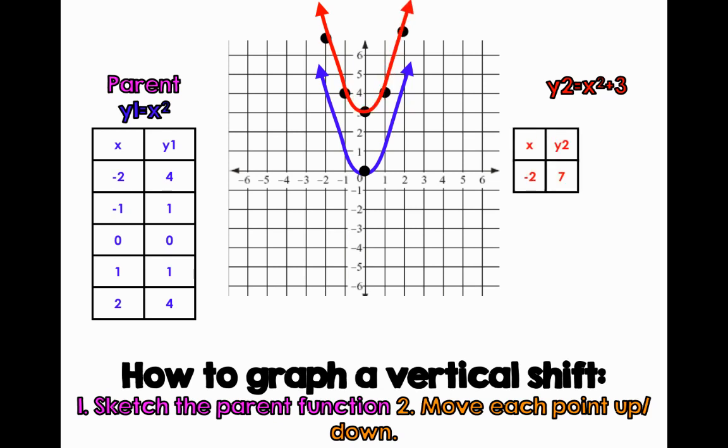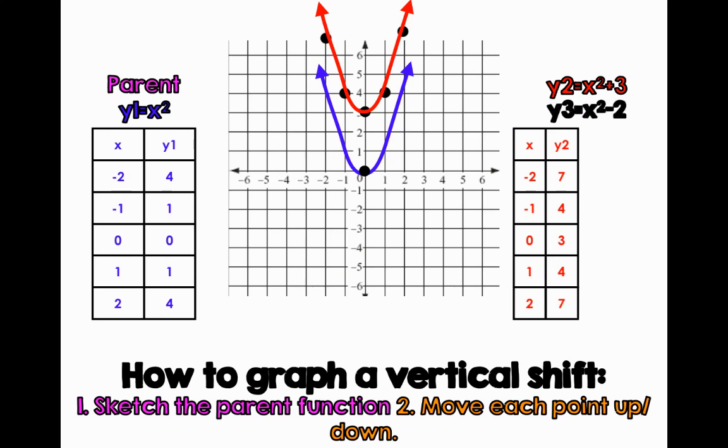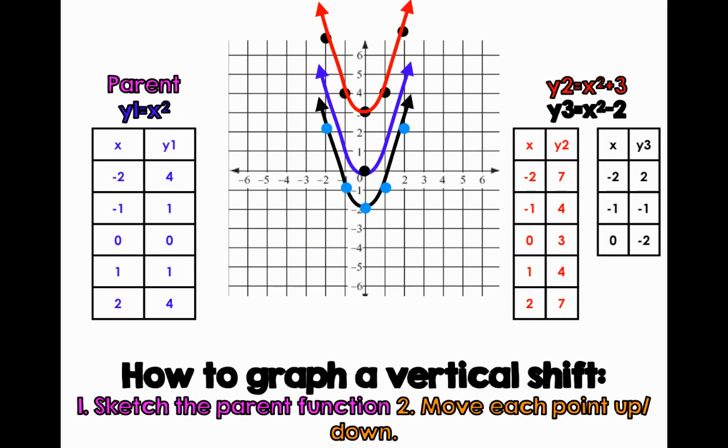And so corresponding, this time my x values all stay the same, but my y values have gone up by 3. All right, so now I have x squared minus 2. So now this time, all of my y values are going to move down by 2. And so my x values stay the same, but my y values have decreased by 2 from my parent function.